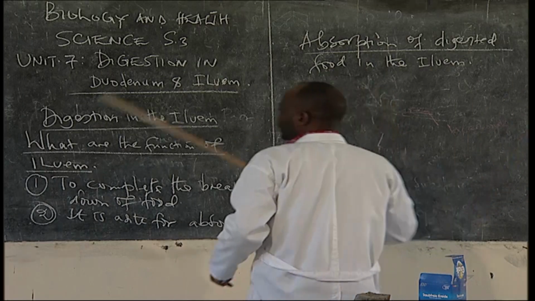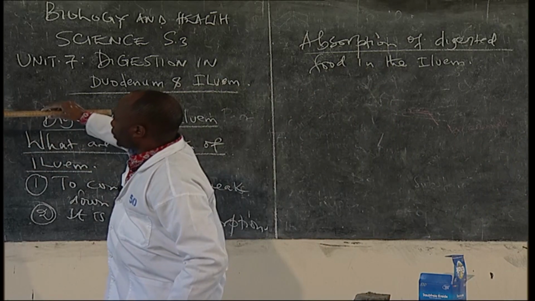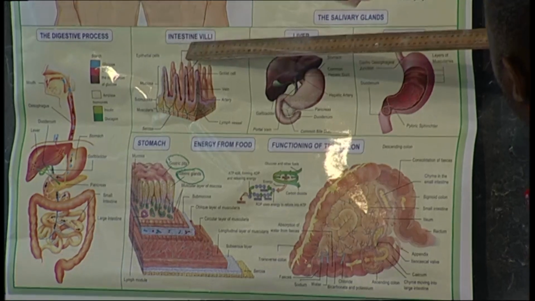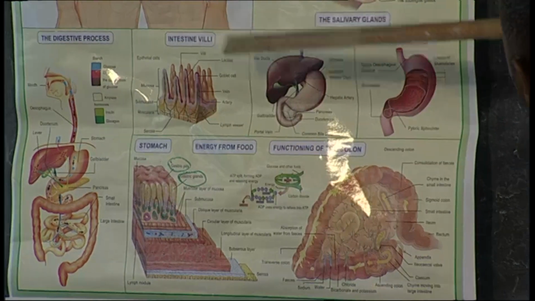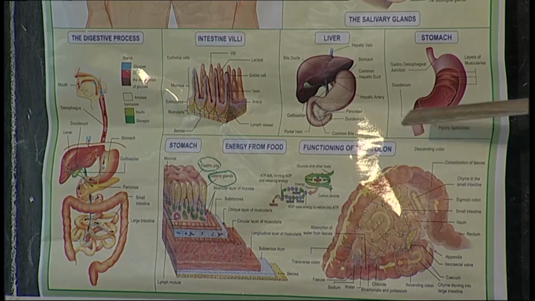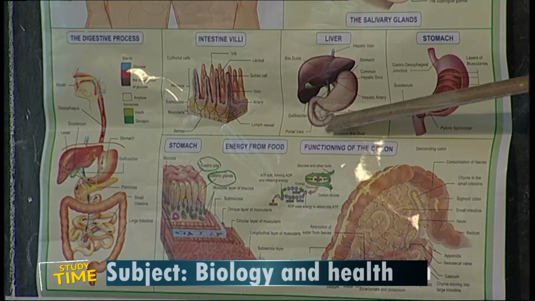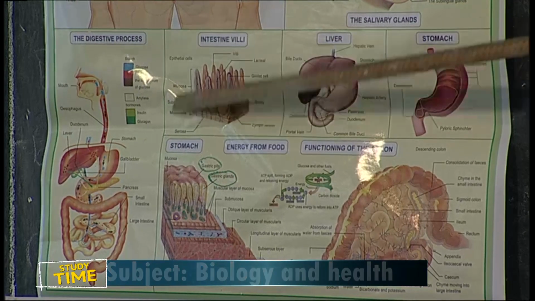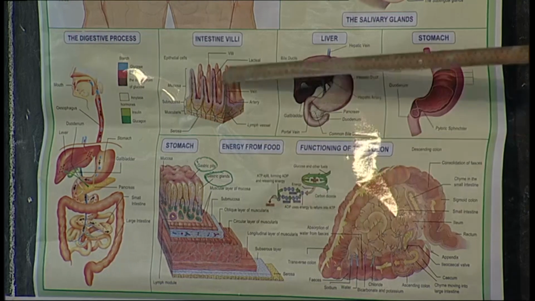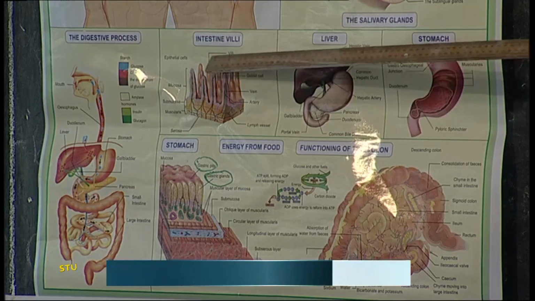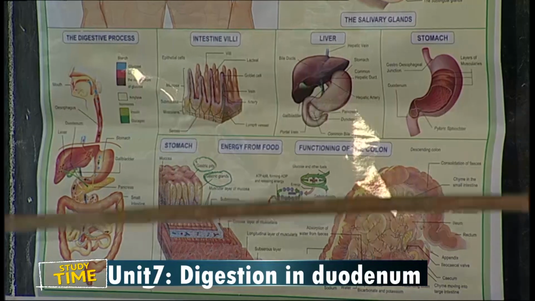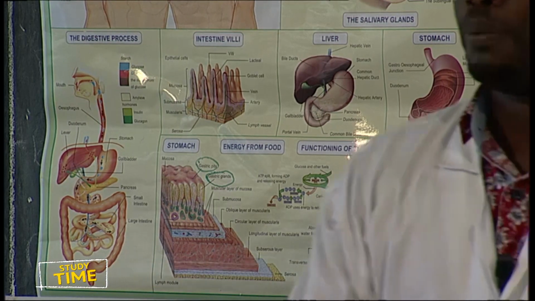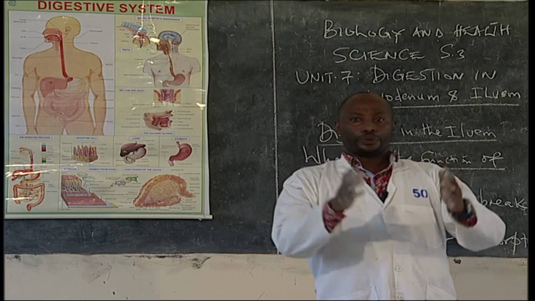Before we talk about it, try to check the diagram. This is the intestinal villi. We normally find that in the duodenum there are also some villi, and in the ileum there are villi. They are called finger-like projections. These finger-like projections are very important to facilitate absorption of food. The villi are found in the ileum.